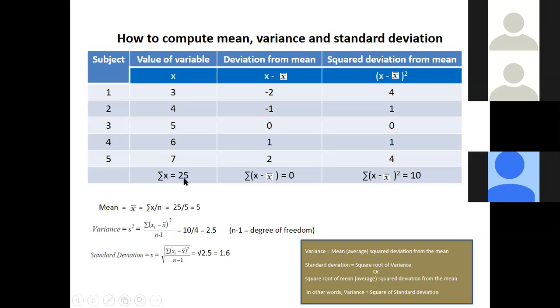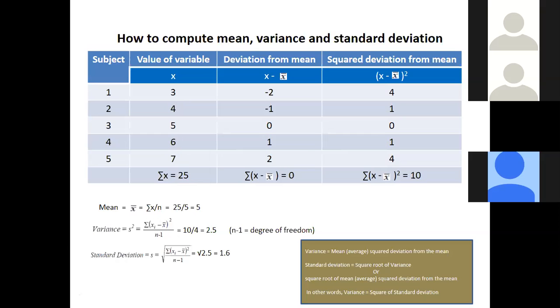If you want to calculate the average number of children, the mean will be sigma X over N. Sigma X means the addition of X, which is 25, and the sample size is N. There are 5 families here. So it gives you an average of 5. That is the measure of centeredness.